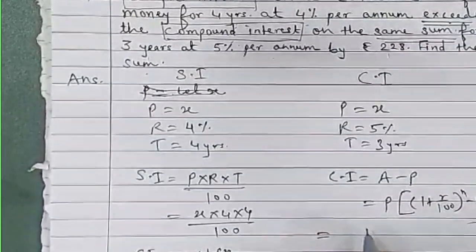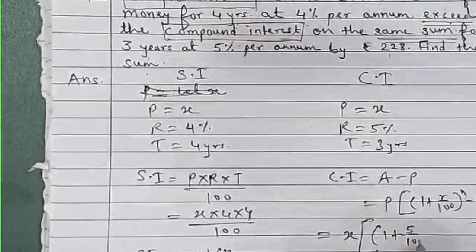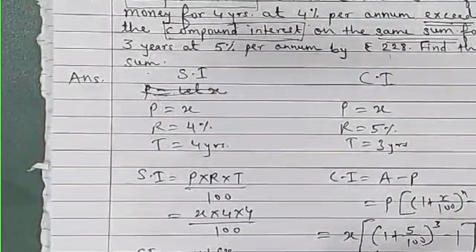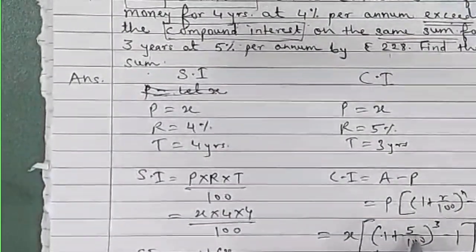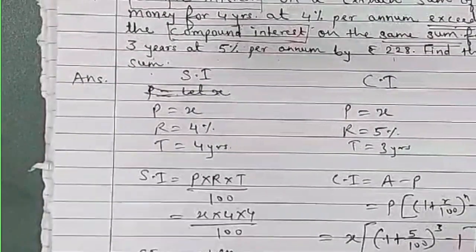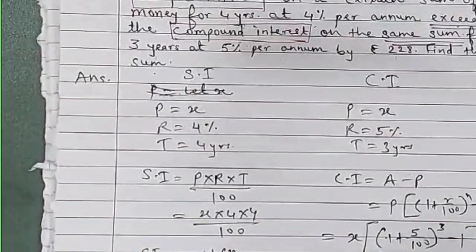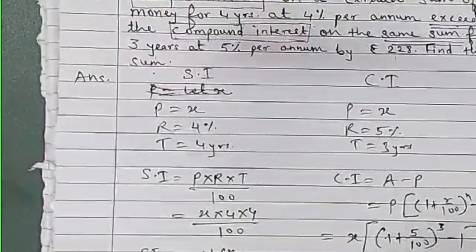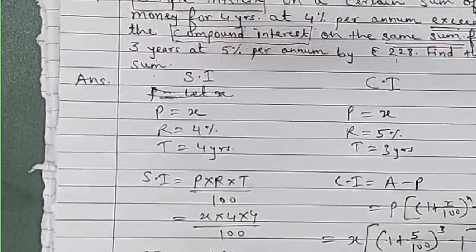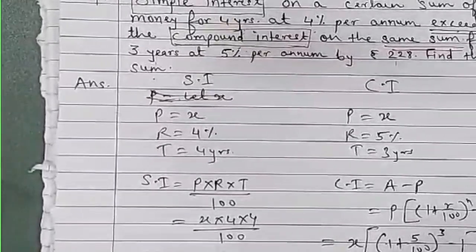Let's write P is equal to X only. Put the values: R is equal to 5, 1 plus 5 upon 100 whole raised to N is 3, minus 1. X will be as it is. Now this will become 100 plus 5, 105 upon 100 whole raised to 3, minus 1, is equal to X. Now when you reduce by 5, you will get 21 upon 20 raised to 3 minus 1. So X, 21's cube is 9261, and 20's cube is 8000, minus 1.